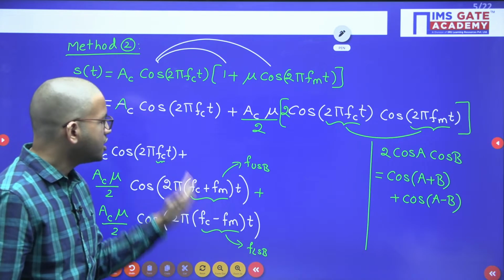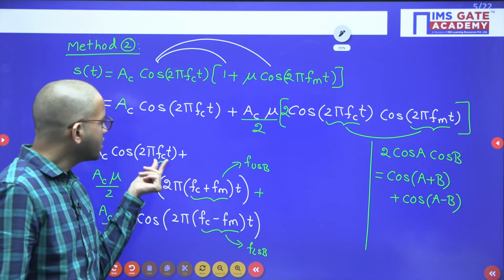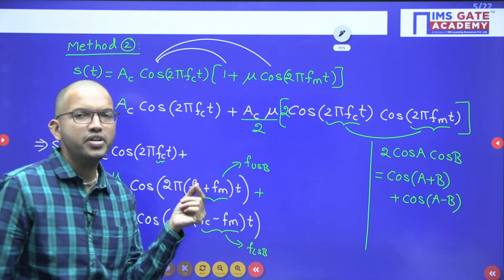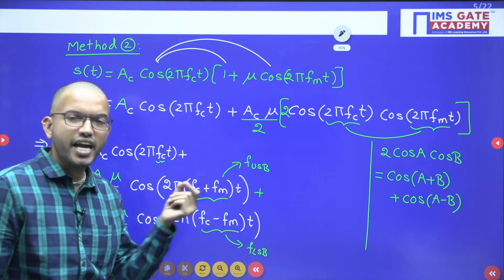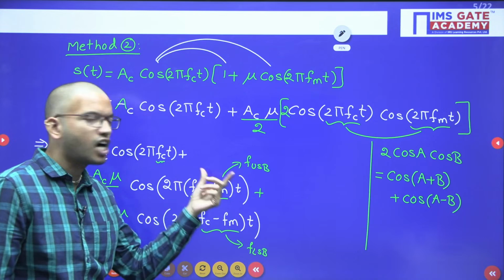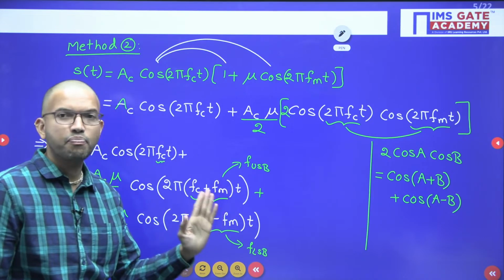So in this way, whenever you are having the time domain equation, just by observing the frequency components, you can guess which term is related to the carrier component, which term is related to the upper sideband, and which term is related to the lower sideband. This is one of the observations. And one more observation.